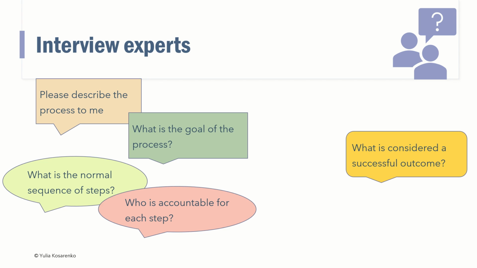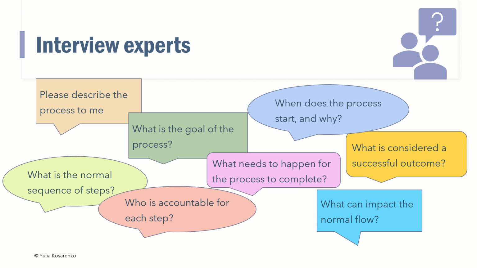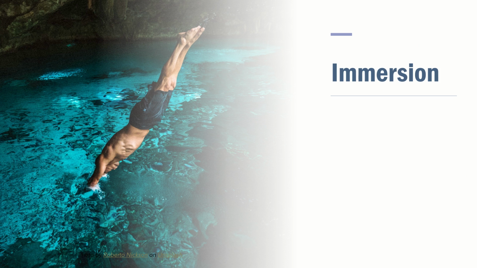Why are we doing it in the first place? Who is accountable for each step? What are the different roles? What can impact the normal flow? Are there any exceptions that might happen? When does the process start and why? What are the triggers for the process? And what needs to happen for the process to complete? How do you know that it's successful? All of these questions will help you to understand the process.